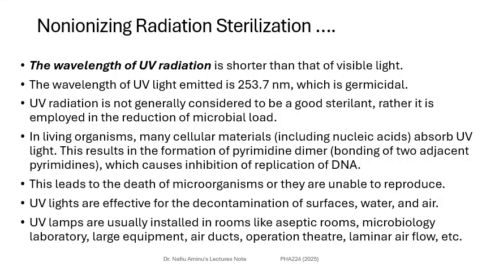So the wavelength of UV radiation is shorter than that of the visible light. That is something that you have to remember. They are always shorter than that of the visible light. And the wavelength of UV light emitted is approximately a value of 253 nanometer, which is considered as germicidal rays.